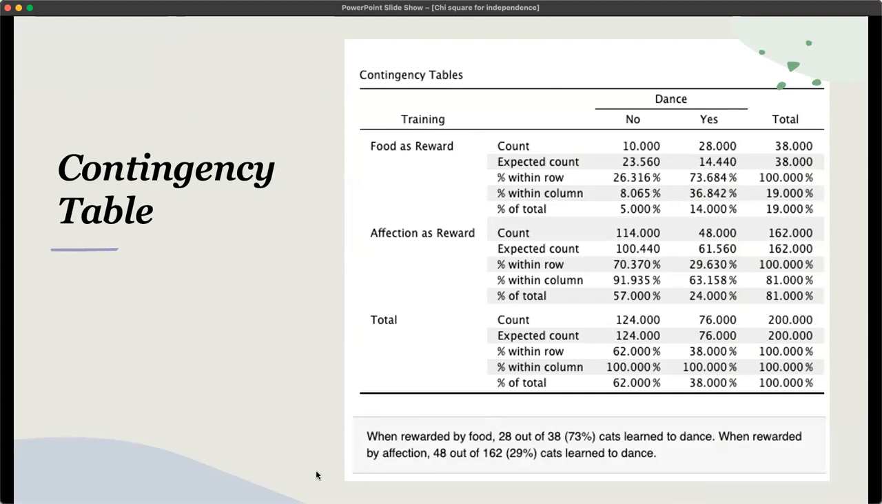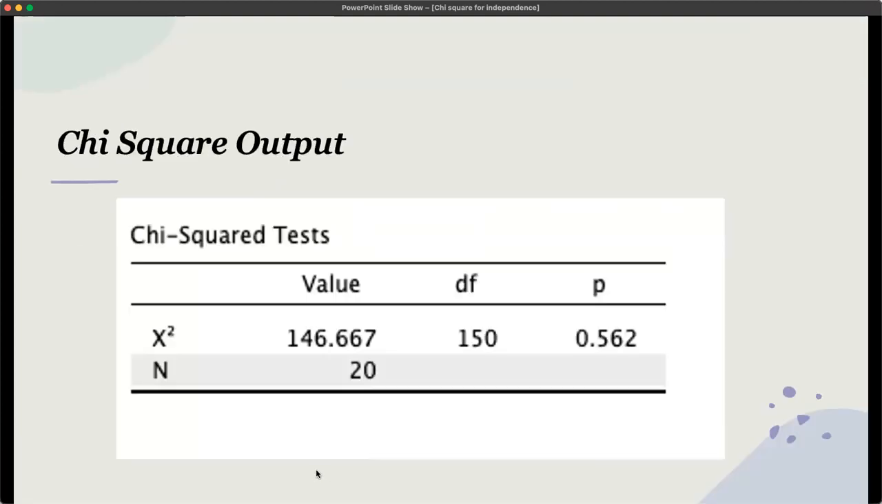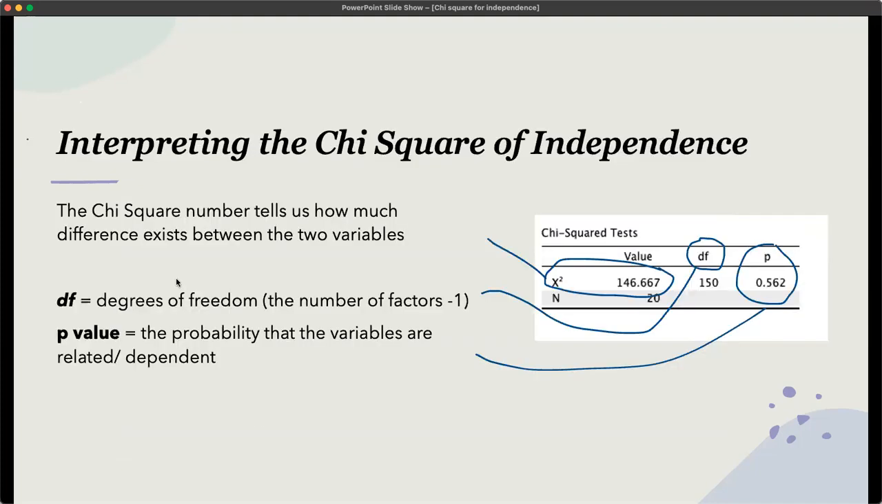Below the contingency table, now what I'm showing you here does not match this exact data set, but this is going to show you what the chi-square output will look like. And this is the chi-square test. Well, how do we interpret this? So the chi-square number, which is the 146.667, tells us how much of a difference exists between the two variables. And this would be the type of reward and the dancing.